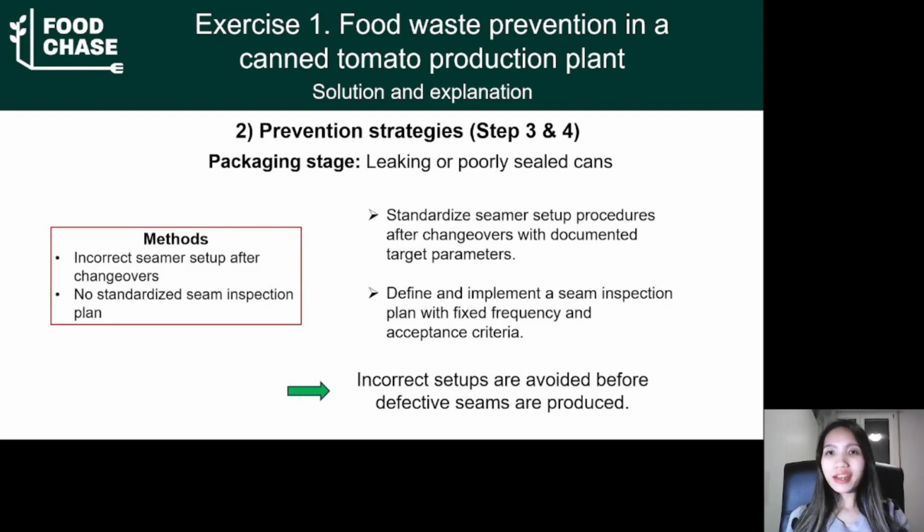For the leaking or poorly sealed can, considering the method category, we can standardize the seamer start-up procedure after changeover with documented target parameters, or define and implement a seam inspection plan with fixed frequency and acceptance criteria. So in this way, incorrect setups are avoided before defective seams are produced.